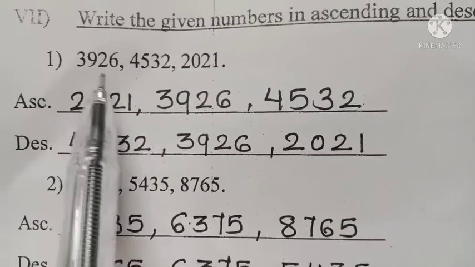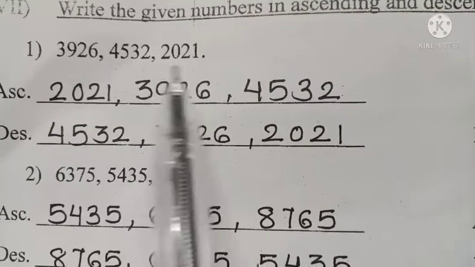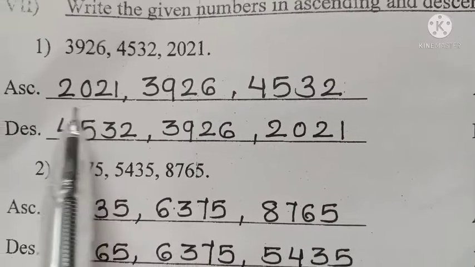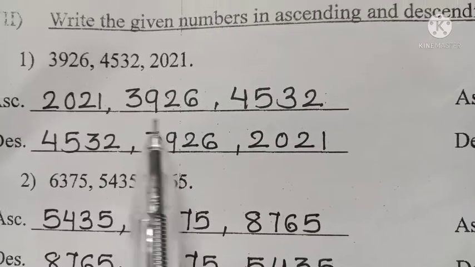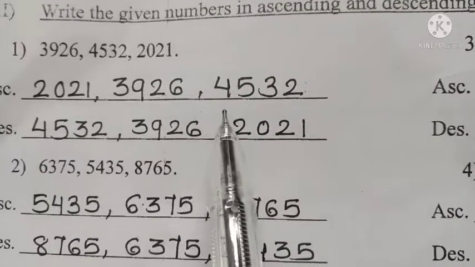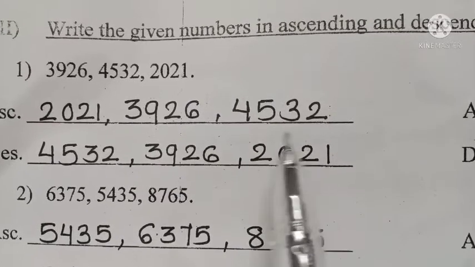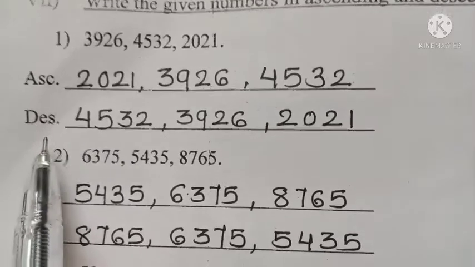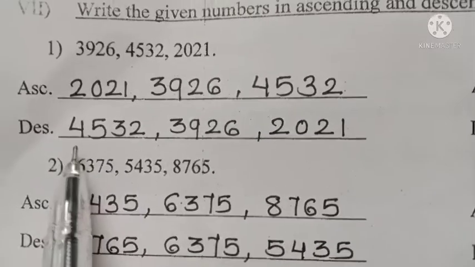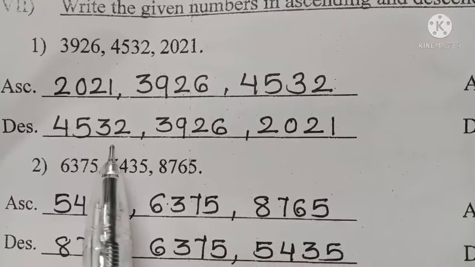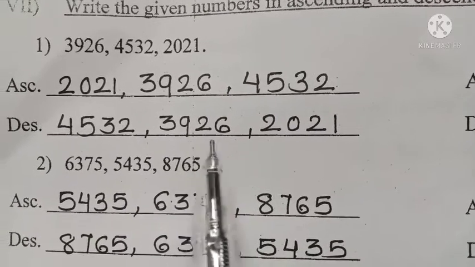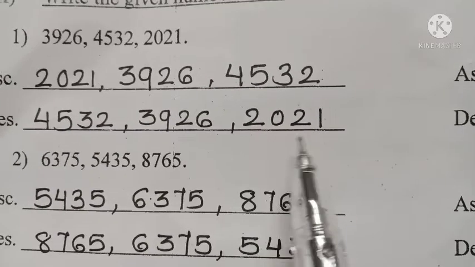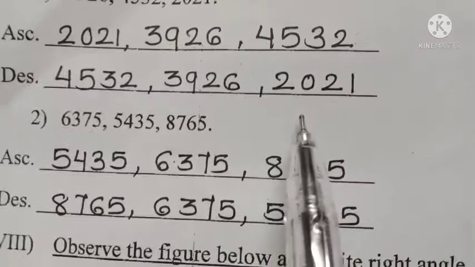So here see 3926, 4532 and 2021. So in this, the smaller number is 2021. After that, 3926 will come and the bigger number is 4532. So this is the ascending order. And descending order means bigger to smaller number. So first we'll write the bigger number 4532, then we'll write 3926, and last one we will write the smaller number 2021. So this is the descending order.